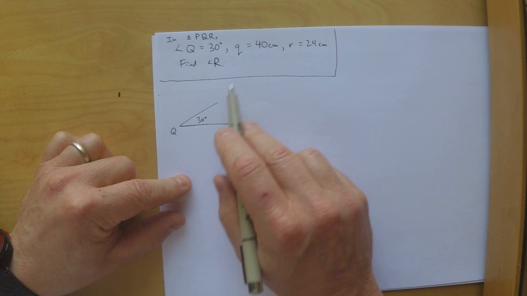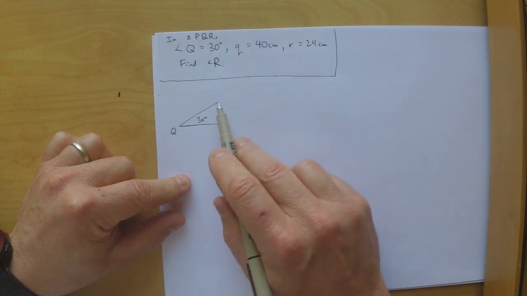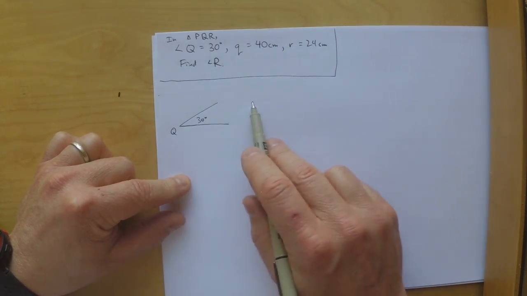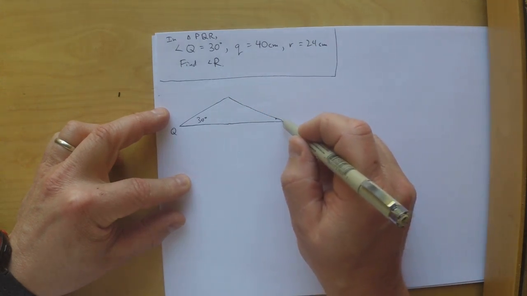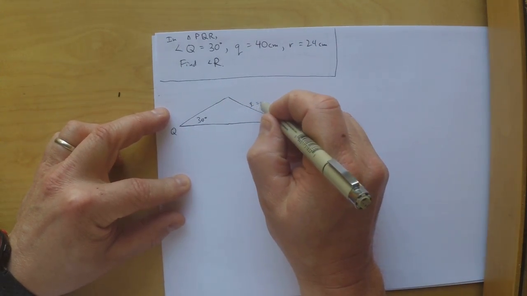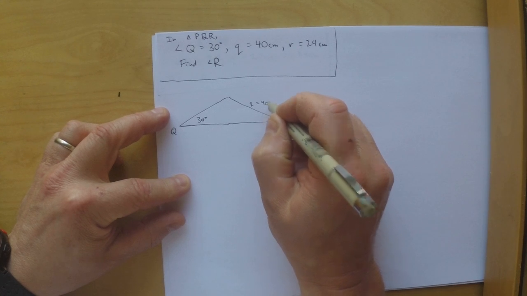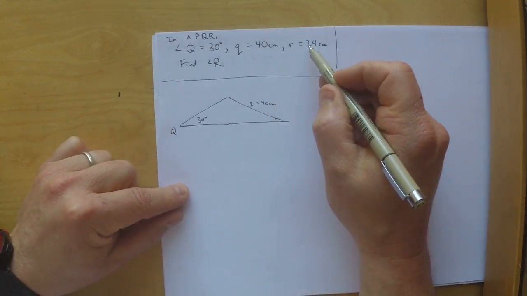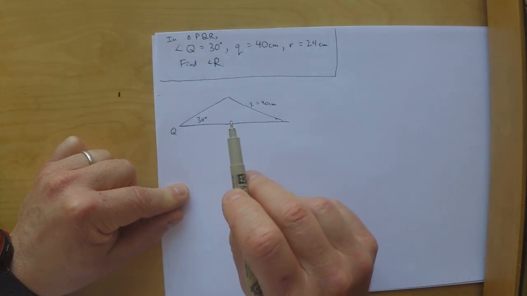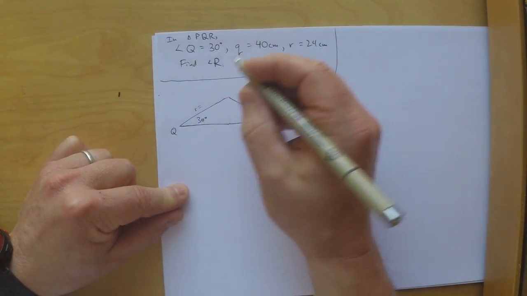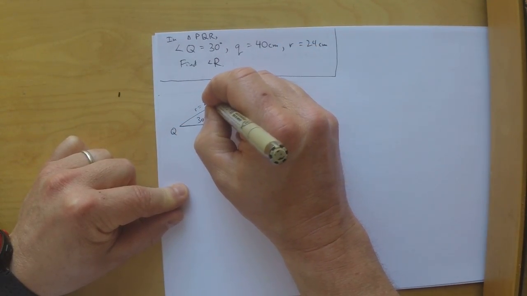Side Q is going to be somewhere over here across from this angle. And again, I'm just going to quickly sketch it. So here's my sketch, I'm just making it up. So this little q here is 40 centimeters. And R, which could go either here or here, I prefer personally to put it up here. And I'll show you why that is later.